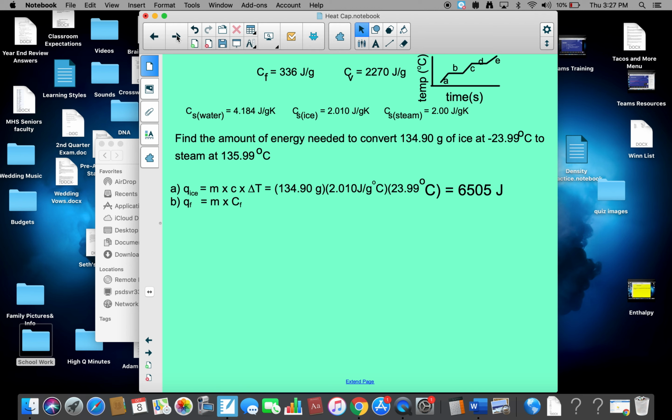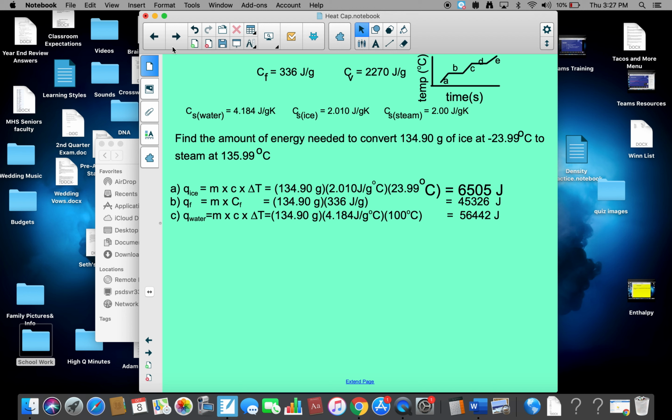So that's M times C of F. The mass doesn't change, it's still 134.90 grams. C of F of ice is 336 joules per gram. Multiply through, we get 45,326 joules. We then have to heat the water. So that's going to be M times C times delta T. It's going to be 134.90 grams times 4.184 joules per gram degree Celsius times 100 degrees Celsius.